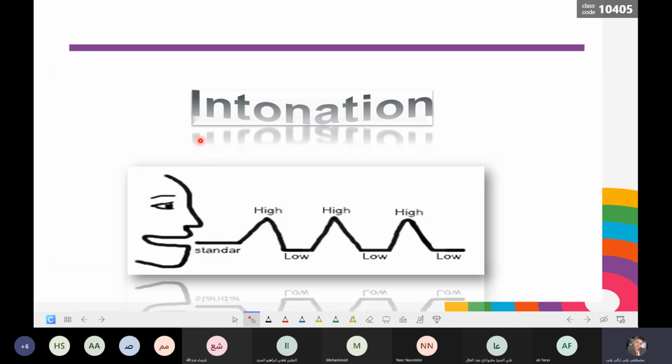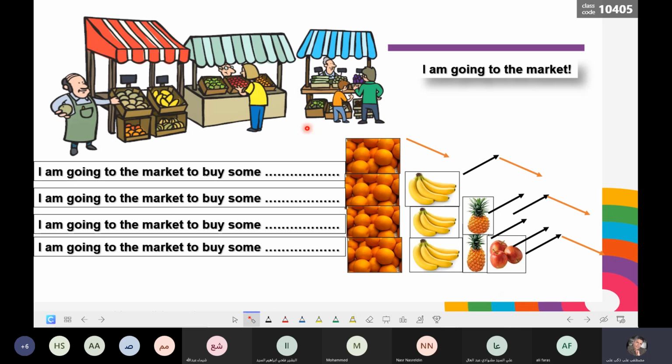We talked about intonation and said it's the high and low, stressed and unstressed syllables in a word in order to convey a message or to show something is much more important than other things. For example, if you look at the sentence, I'm going to the market, okay? I'm going to the market to buy some orange, for example.